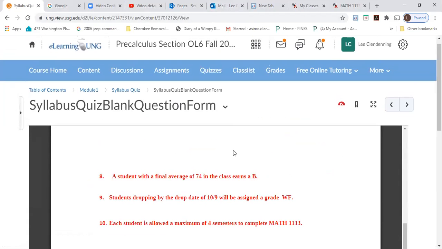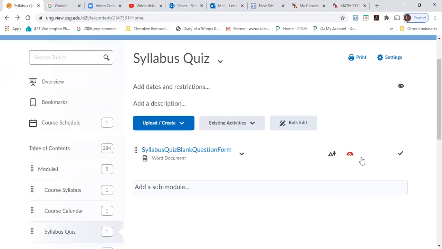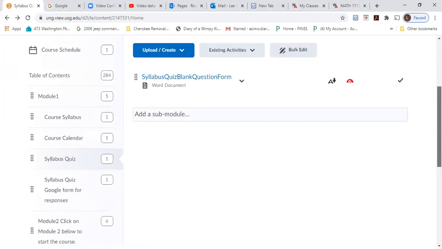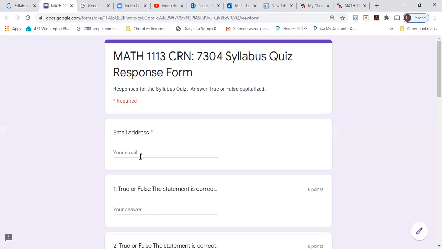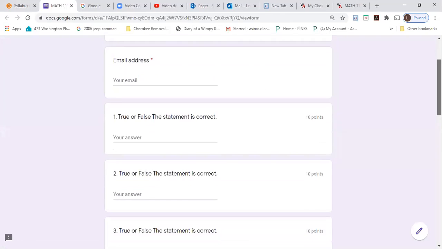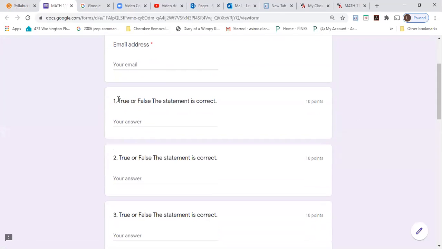So here's where the questions are though. Back up. You enter your answers on a Google form, and I put the Google form right here, syllabus quiz Google form for responses. And so this is a link to that Google form. You will enter your email address. I only accept school emails. And you will literally type true or false, exactly what I've written here. True or false, capitalize the first letter.